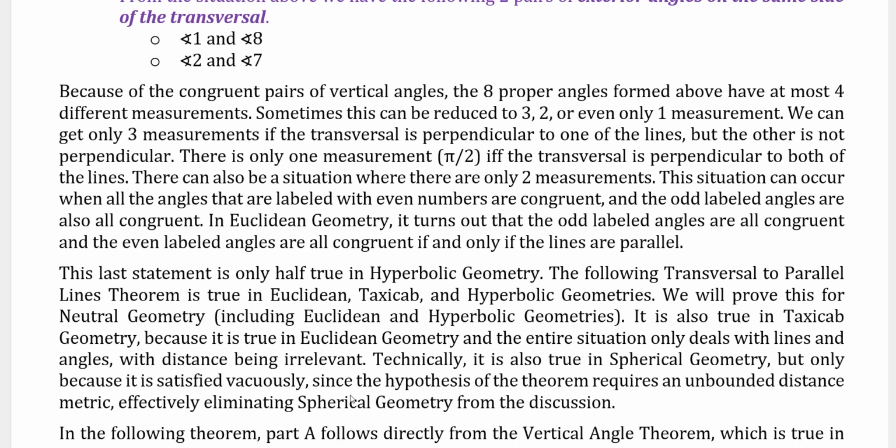We get only 3 measurements if the transversal is perpendicular to one of the lines, but the other is not perpendicular. There's only 1 measurement, pi over 2 radians, 90 degrees, if and only if the transversal is perpendicular to both of the lines. And there can also be a situation where there's only 2 measurements. This situation can occur when all the angles that are labeled with even numbers in our picture are congruent, and the odd labeled ones are also congruent. And it turns out that all the odd labeled ones are congruent and even labeled ones are congruent if and only if the lines are parallel.